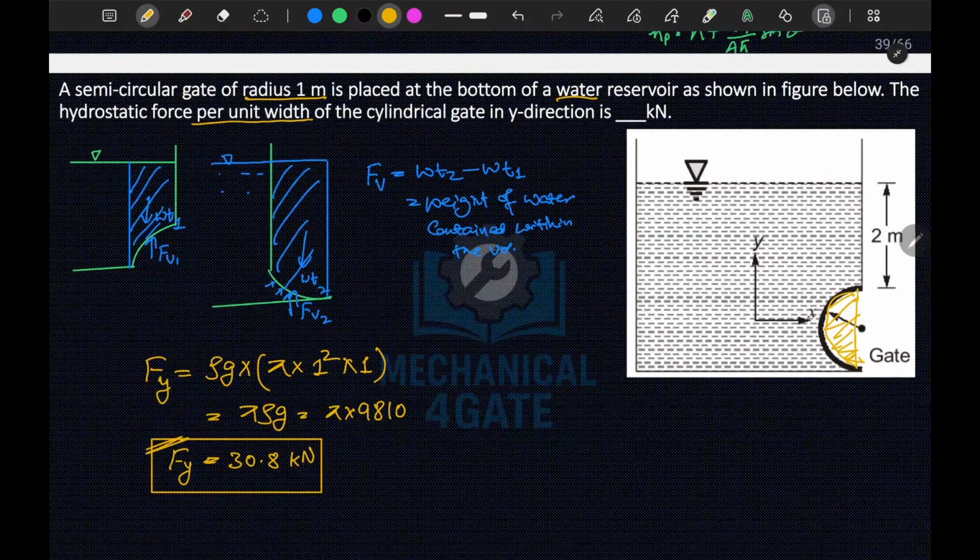I hope you get the solution. Whenever there is a surface which is curved on both upside and downside, and on both sides of the surface the same liquid is available, then the net force because of that liquid on the surface will be the weight of the liquid that can be contained within that volume.